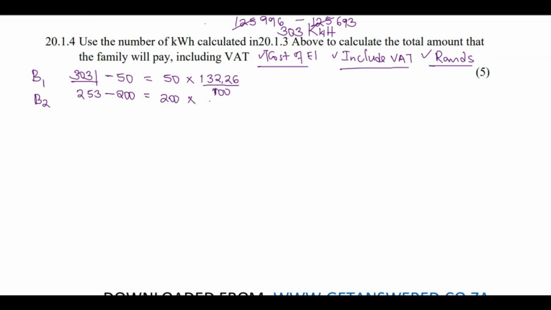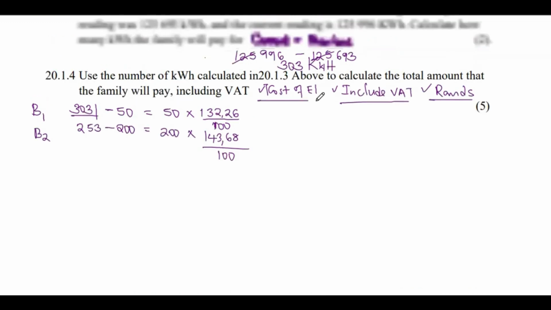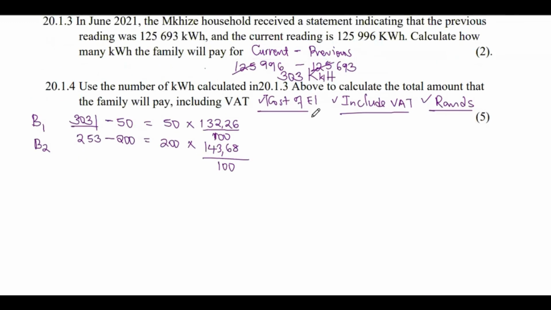We pay for them, which was 200 each was 143.68 cents. We divide by 100 because we want it to become rands. Okay. So whatever remains after subtracting, which is 53, this has been pushed to block number 3. So in block number 3, it needs a maximum of 150. 53 is below 150, so we don't subtract.